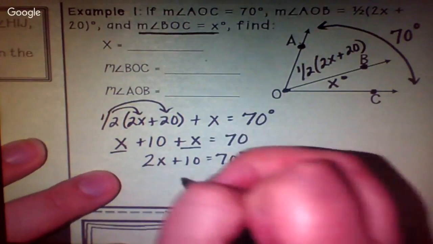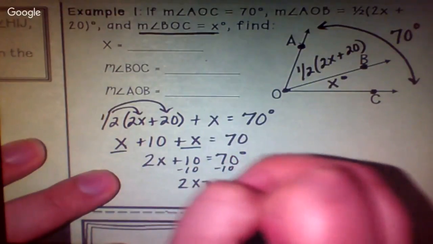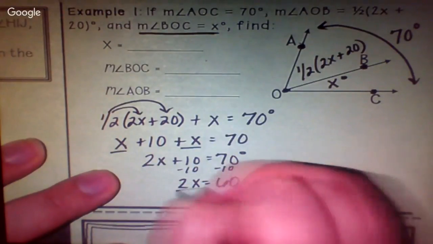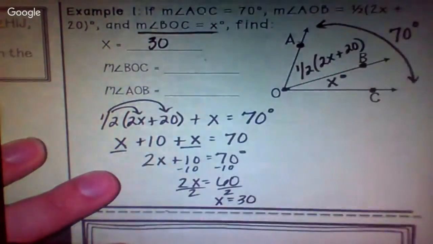Subtract 10, so we get 2x equals 60. Good. Divide by 2, and x equals 30. So that's your first fill in the blank. X is 30.